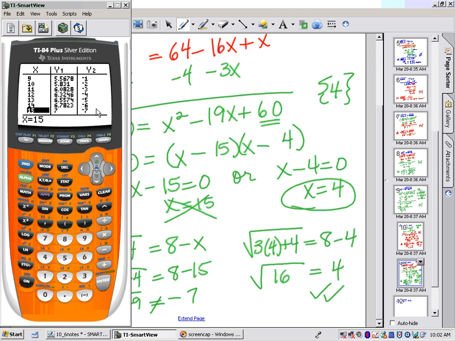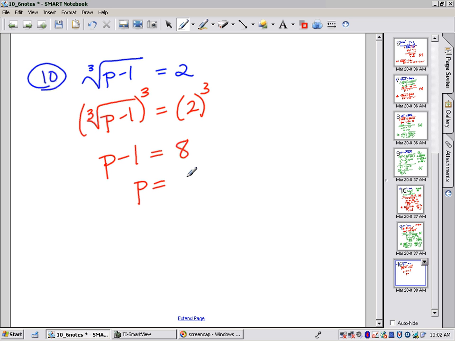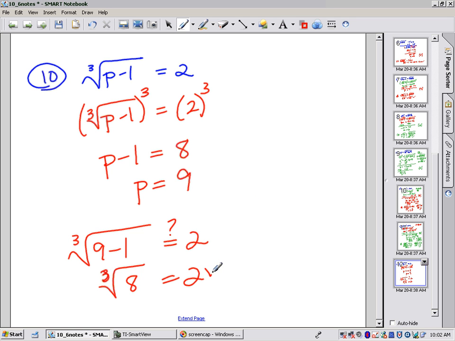Okay? The last problem I want to do for you is when you have the cube root of p minus 1 is equal to 2. So we cube both sides, and we would get just p minus 1 is equal to 8, and add 1 to get 9. And then to check, is the cube root of 9 minus 1 equal to 2? Yes, because that is the cube root of 8, which is 2. So the solution to that is 9.